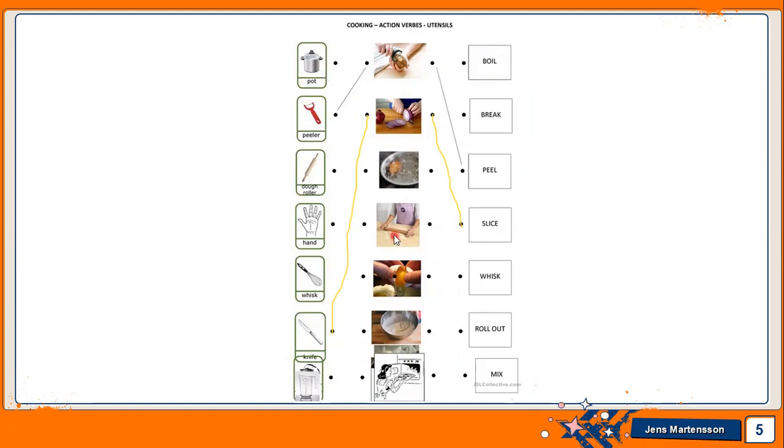Then we have roll out. Here, rolling out the dough using what? The dough roller. Then we have, what do we have here? Breaking the egg using our hands. And then we have here whisk, using a whisk. And then here we have mixing using the mixer. So all these tools here that we are using to do these actions are called direct objects. All right, let's now clear the drawings and move to the second slide.